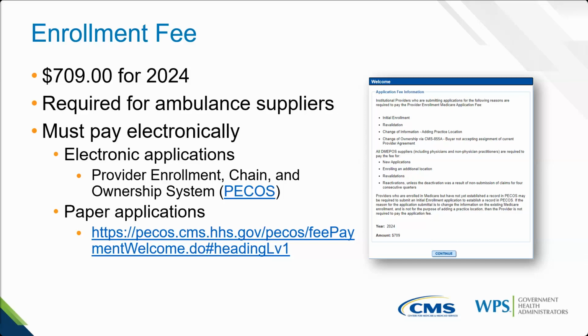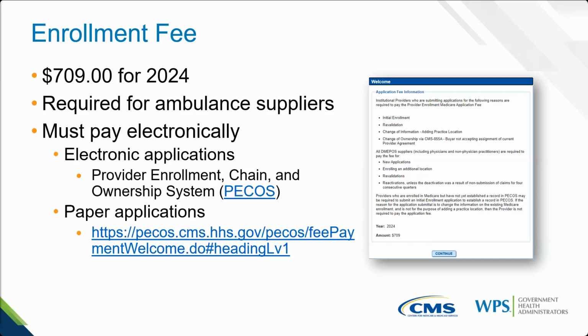For 2024, the enrollment fee is $709, and typically around end of October, beginning of November, they start announcing what the new fee will be for the upcoming year. This doesn't change mid-year. I've never seen that. It does typically go up a little bit. It is based on the Consumer Price Index, and CMS sets that fee.